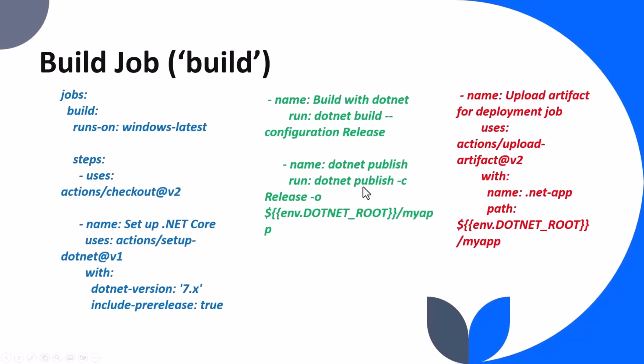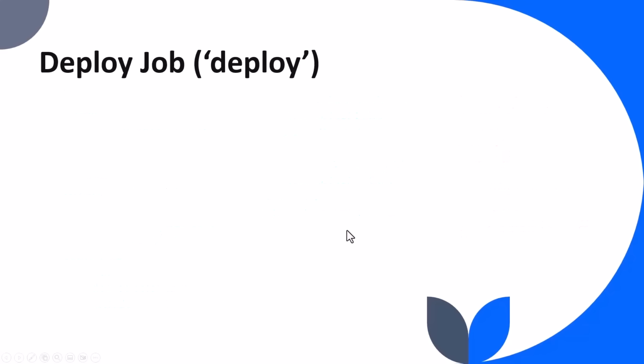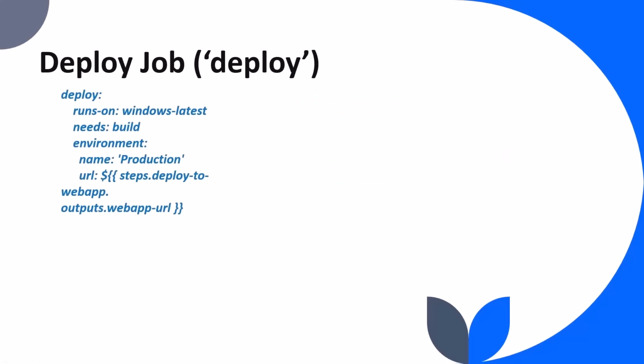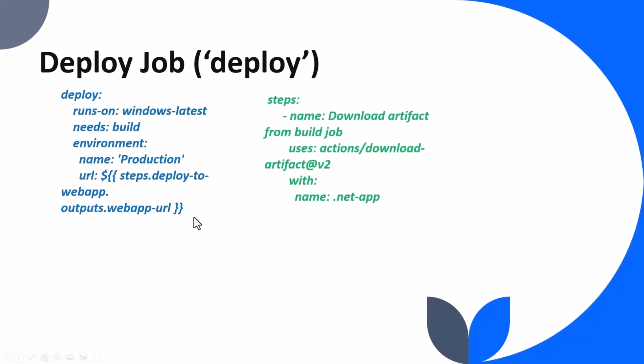So it publishes the app to a specific directory. And then upload artifact. It uploads the published app for later use in the deployment job. Finally, the deploy job. In the deploy job, there is download artifact. So it downloads the published app produced by the build job.